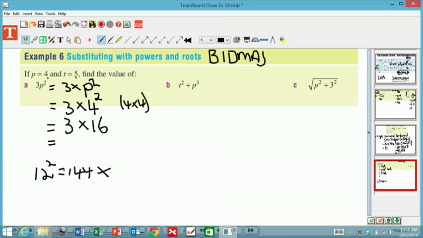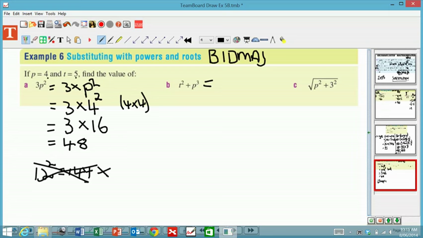And 3 times 16 is... come on, work it out. 3 times 10 is 30, 3 times 6 is 18. So we've got 30 plus 18 gives us 48. So you get a very different answer. So don't do it that way. Make sure you work that out first. So 48 for that one.